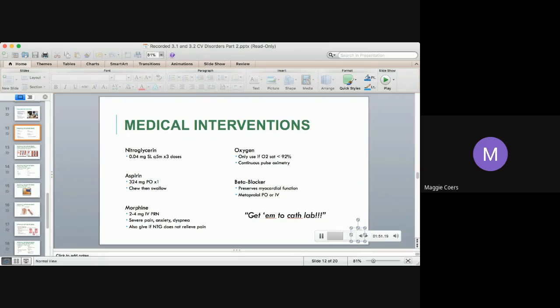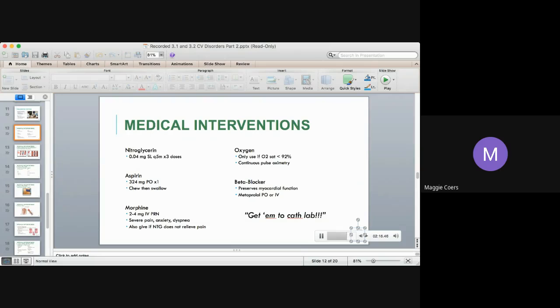Oxygen can also be given, only if the oxygen saturations are less than 92%. That's the qualifier to give oxygen. We need to do continuous pulse oximetry on these patients. So we can provide O2, again, to help get the oxygen into the bloodstream to flow to the tissues, decrease the oxygen demand of the heart.